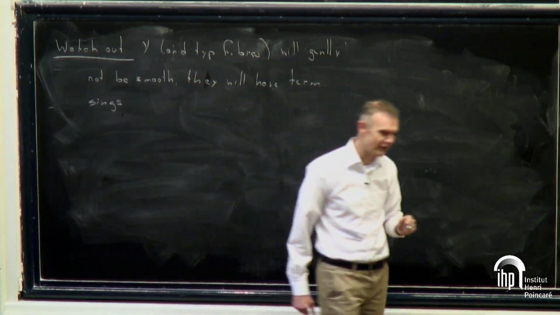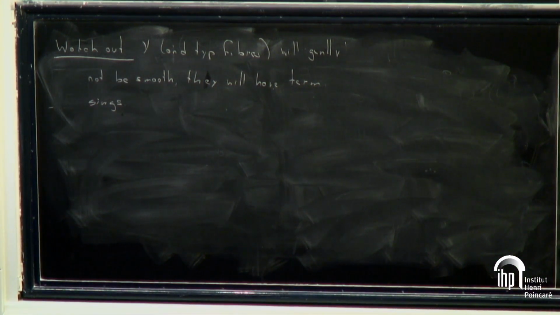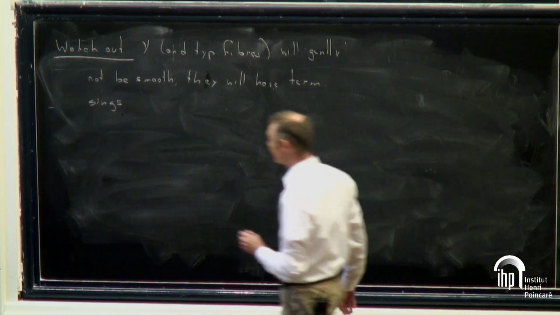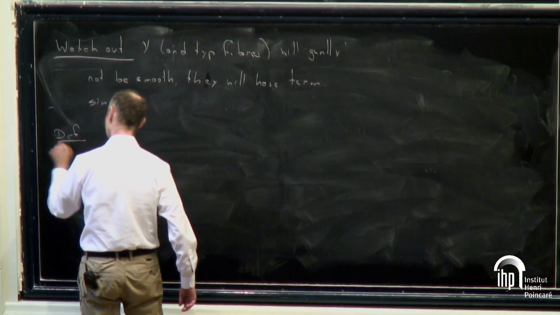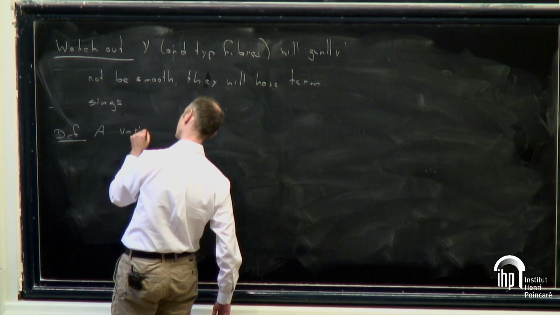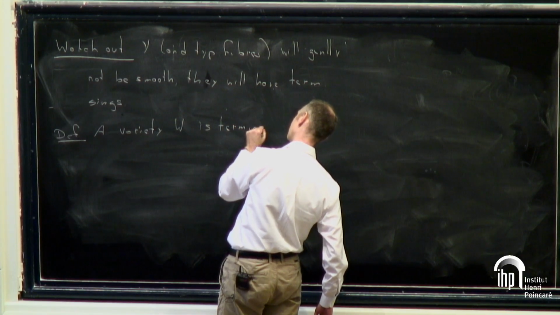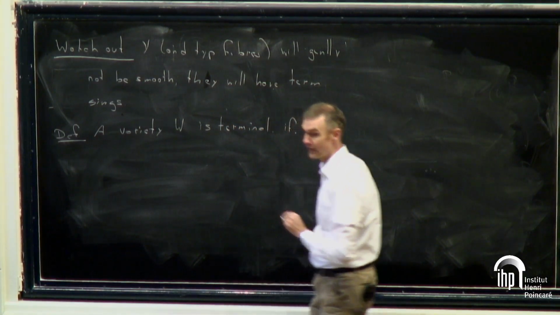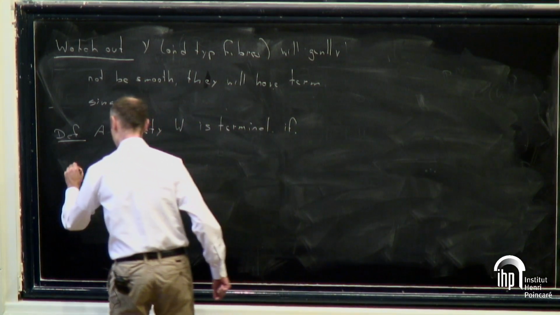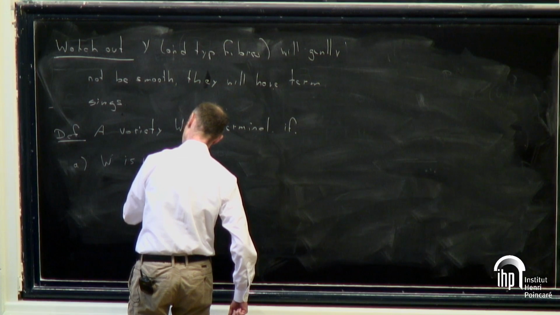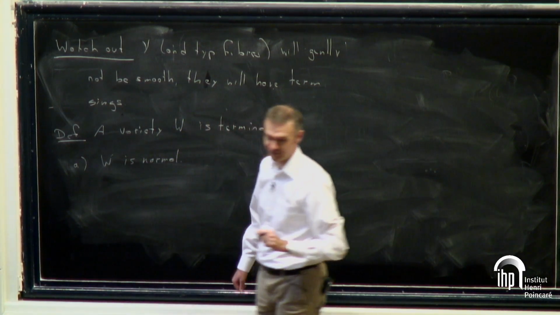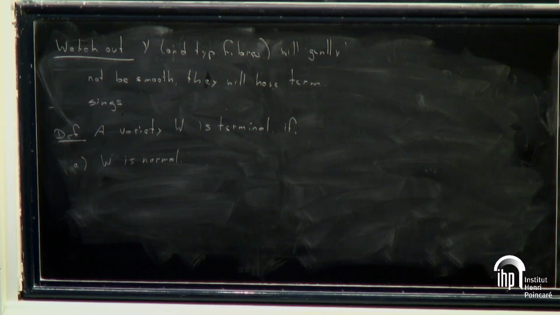And since all of Birkar's work has to do with these classes of singularities, actually this is the whole point. I should take 2 or 3 minutes and explain what they are. So what is a terminal singularity? Definition, a variety W, we say, is terminal if the following holds, namely A, it is normal. So the singularity set already is of codimension 2, which is a good thing, right?